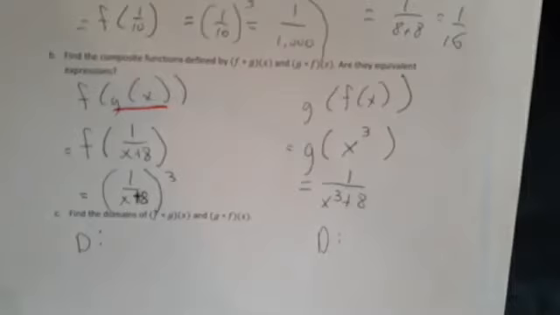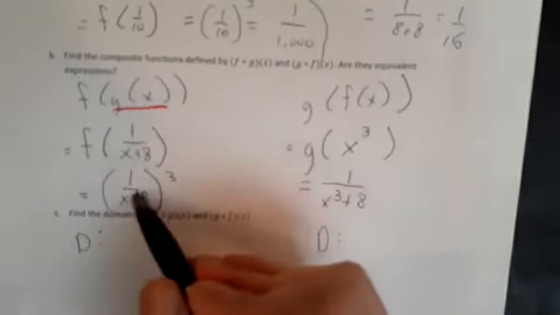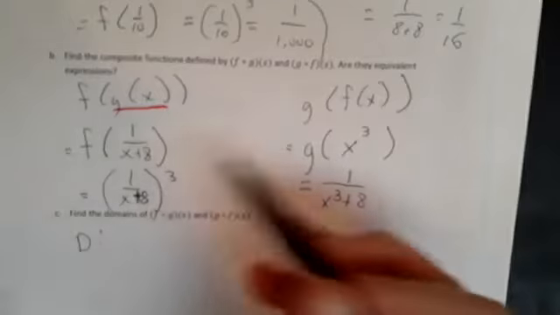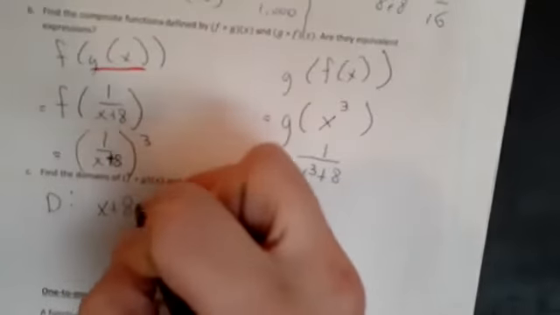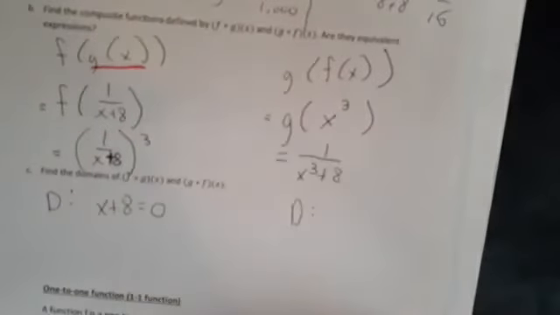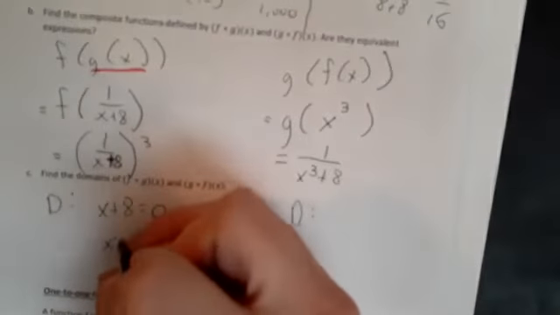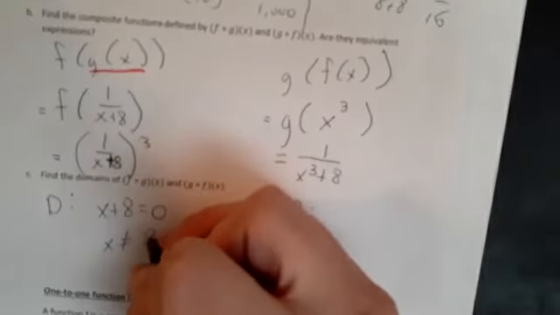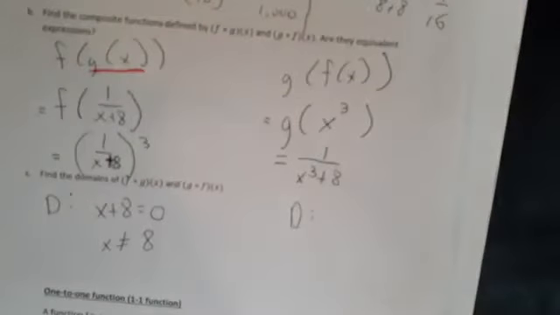The first commandment in math is thou shalt not divide by 0. And so we want to know what's going to make x plus 8 equal to 0. You probably already figured this out, but x cannot be the number 8 in that one.